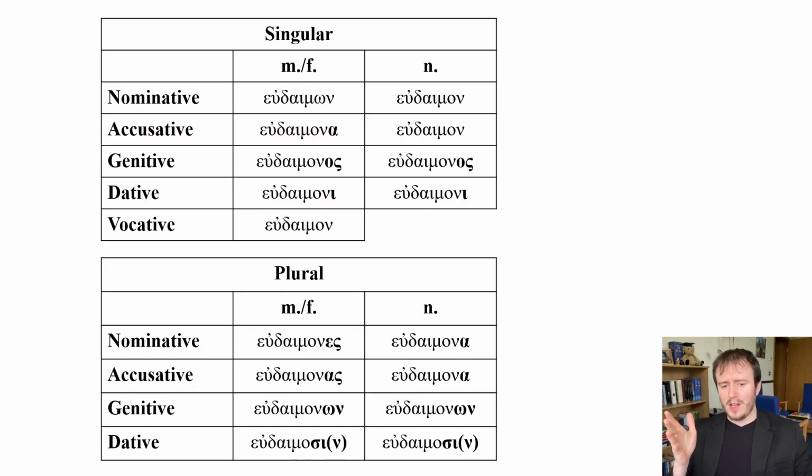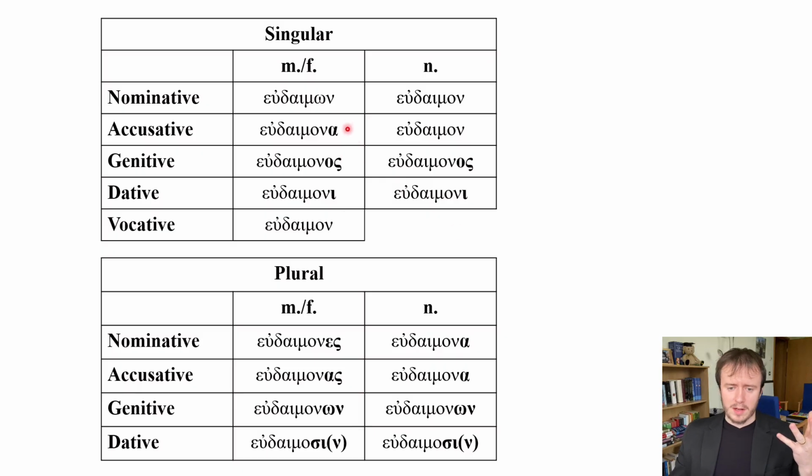Now, you have seen the endings in bold before. Can you think of where you've seen the endings in bold before? To reveal the answer, these endings in bold in the masculine/feminine, -α, -ος, -ι, -ες, -ας, -ων, -σιν, are just the basic set of third declension endings for masculine or feminine nouns. And the endings in bold in the neuter, -ος, -ι, -α, -ων, -σιν, are just the basic set of endings for neuter third declension nouns.